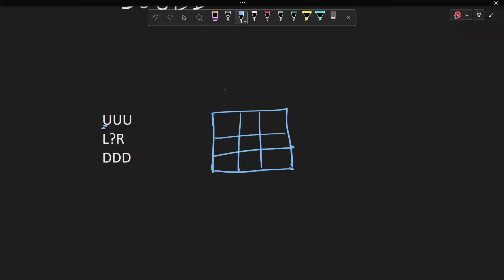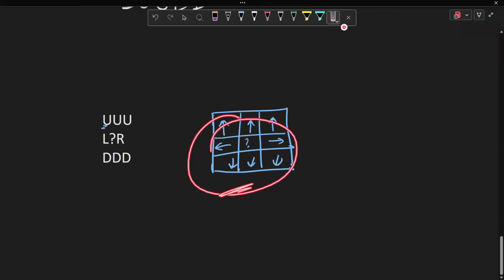Okay, this means an up arrow, up arrow, up arrow. This is a left arrow. This is a right arrow. This is a question mark. This is a down arrow, down arrow, down arrow. Okay, this is what we are given in our question. You can replace this question mark with anything.